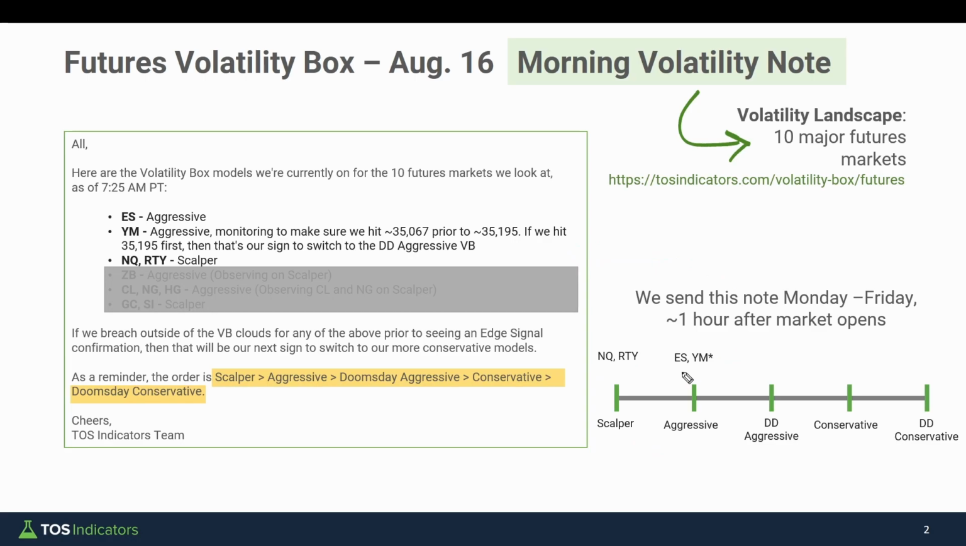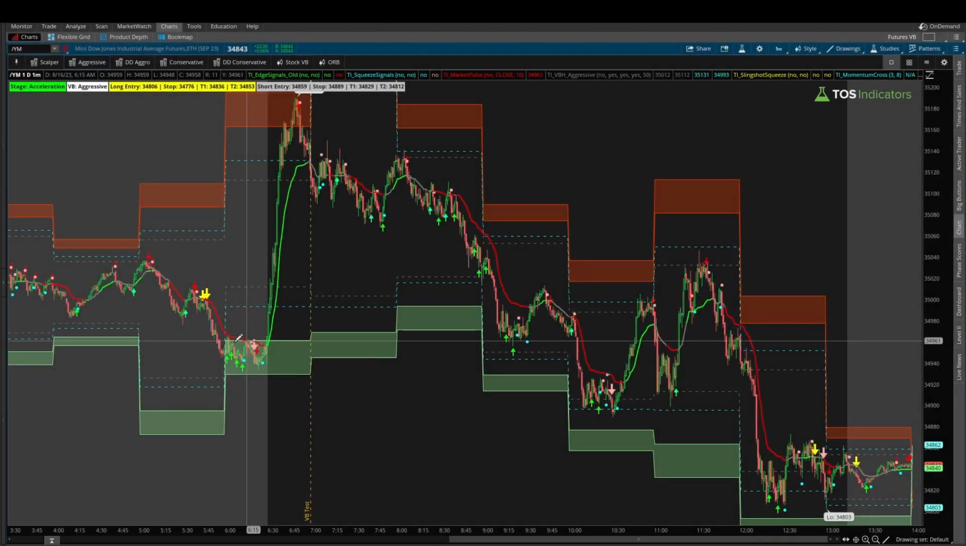Now the interesting thing to point out here is by the end of the day, the S&P and the NASDAQ were both on their conservative Volatility Box models. So that gives you an idea of how the volatility increased in each of those markets. Meanwhile, the Dow, because it had still maintained its aggressive Volatility Box models, gave us a better entry where we knew that, hey, we have confidence here that the buyers are going to defend these levels. Now let's move straight to charts so you can see exactly what I'm talking about.